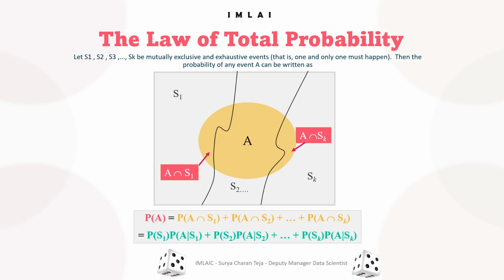So the law of total probability has many applications in various fields, including finance, engineering, and machine learning. For example, in machine learning, it's often used in Bayesian inference and classification problems, where the probability of a certain class given a set of features is difficult to compute directly, but can be computed using the law of total probability by breaking down the problem into simpler sub problems.